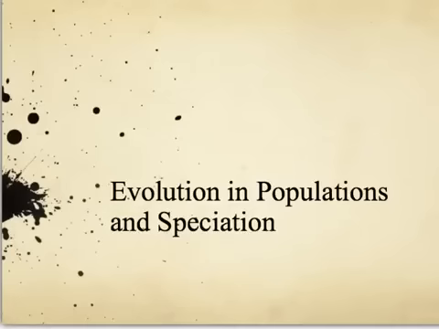Welcome to the fourth video in the evolution unit where we're going to be talking about how different species form. So up to this point, we've kind of talked about the basic mechanisms of natural selection, and now we're going to actually talk about how those mechanisms of natural selection, amongst other things, lead to the formation of new species.